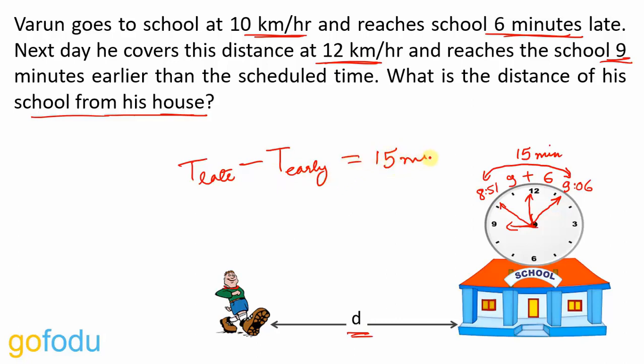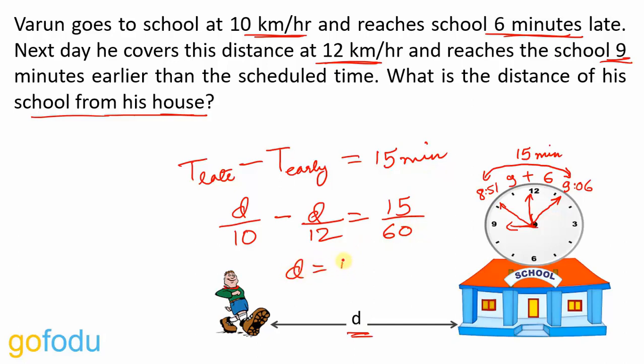15 minutes. Now if the distance is D, then we can say time is D upon speed. When he reaches late, D upon 10, minus distance upon speed when he reaches early, D upon 12, is equal to 15 upon 60, because speed is in km/h, so we convert these minutes into hours. Solve this equation and you will get distance is equal to 15 kilometers. This is the final answer.